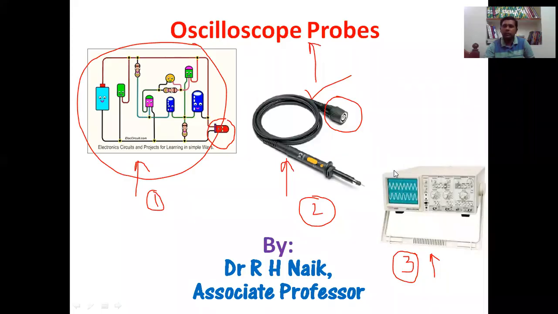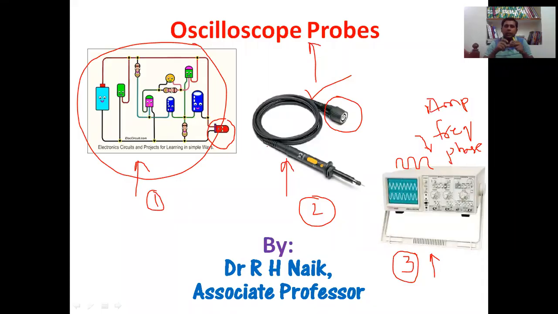Then we will see a signal on the CRO screen. Once the CRO screen shows the signal, we can measure the amplitude of the signal, the frequency of the signal, and the phase relationship between input and output signals of the circuit. So three points. Now the current topic is how to connect the circuit output with your CRO.